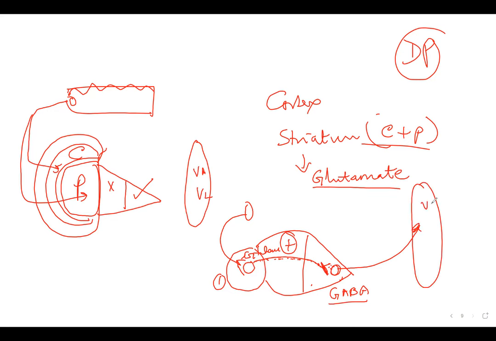There are the VL and VA nuclei there. And GABA is released. And this GABA, with excess of glutamate here, produces more GABA here. What is GABA? GABA is inhibitory. So it decreases the action potential. So with so much GABA, the action potential reaching here is less. So the inhibitory influence is decreased. The second order neurons are excited. They go to the cortex and initiate the movement.